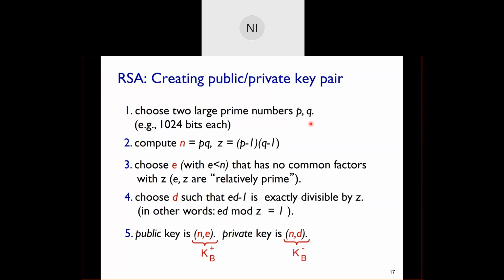Okay, so that way we started with two large prime numbers, found N, which is nothing but the product of these two large prime numbers. And then we got E, then we got D. So then we designate N comma E as the public key and N comma D as the private key.